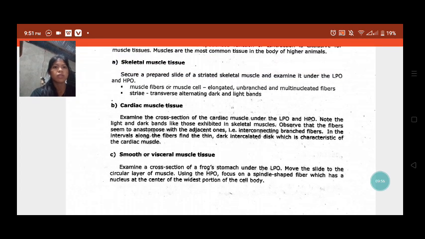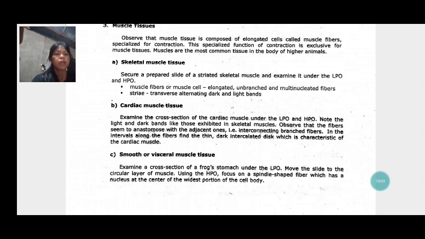The first is skeletal muscle. Secure a prepared slide of striated skeletal muscle and examine it under the LPO and HPO. Muscle fibers or muscle cells: elongated, unbranched, and multinucleated fibers. Striations or transverse, alternating dark and light bands.